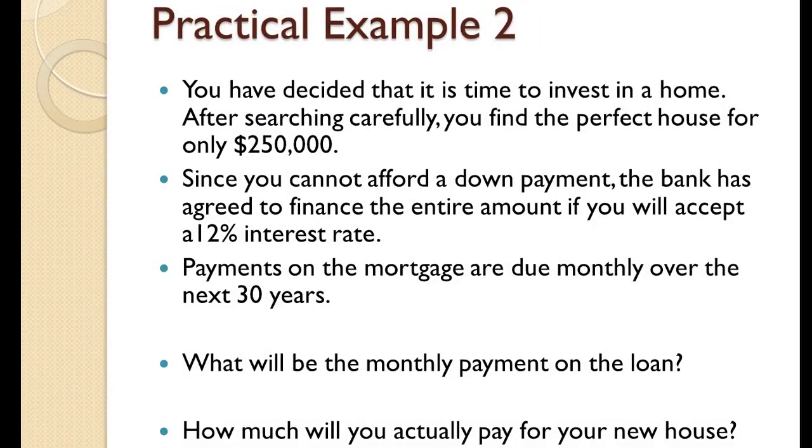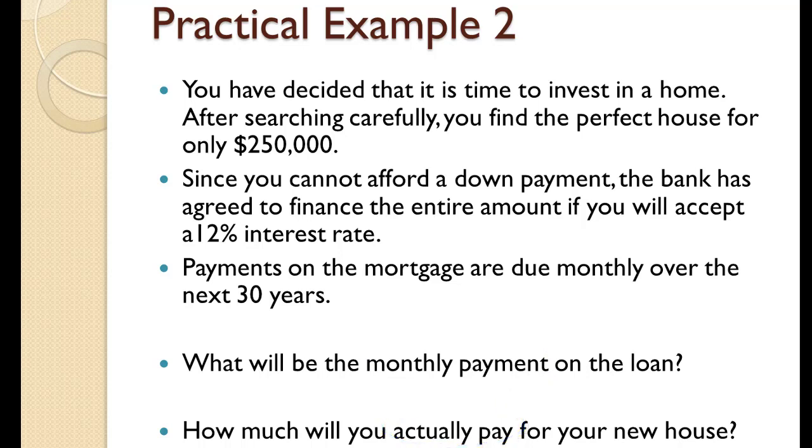Let's assume that you've decided to invest in a home. You found the perfect place, it's $250,000. We can't afford a down payment at the moment, but the bank has decided that you're a good enough credit risk that as long as you'll pay 12% interest, they'll still loan you the money. So you decide to accept it. You're going to make your payments over 30 years, a regular mortgage. We want to know what will your payments be and how much are you actually going to pay for your house.